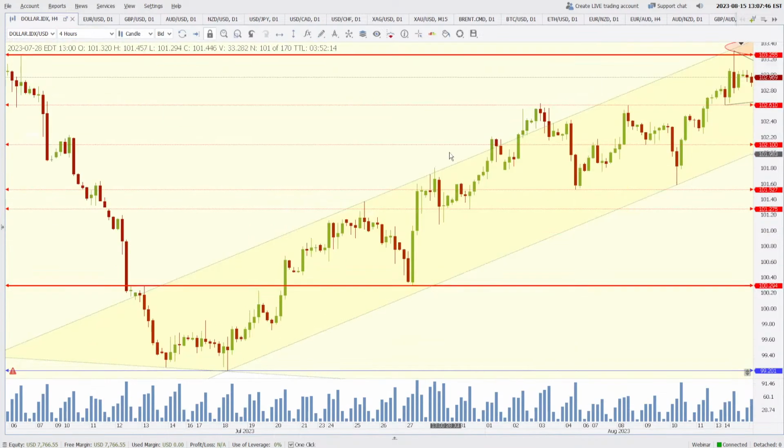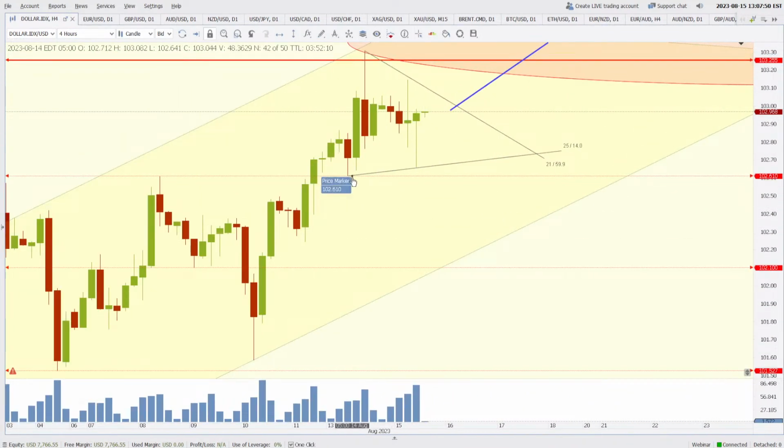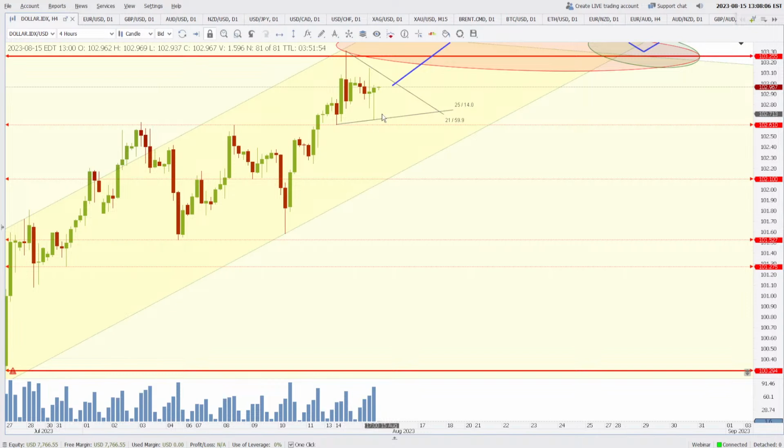Now coming back to the 4-hour, is there any breakdown? No. If the price would have come below this 102.61, we could have said that okay, now there is a breakdown. Now you might be thinking, okay, on support there is a bullish pin bar. Yes, on support there is a bullish pin bar, but this support is for the 4-hour time frame. This resistance is a weekly resistance.